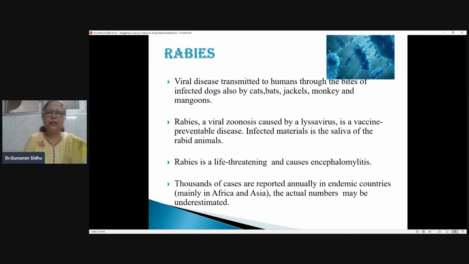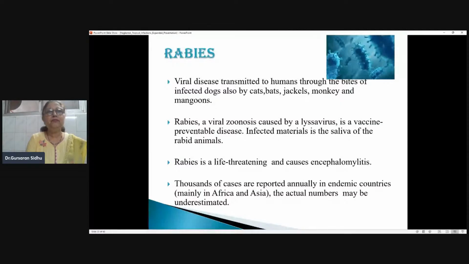Thousands of cases are reported annually in the endemic areas in Africa and Asia, and the actual numbers are very underestimated. Whoever gets a dog bite, which happens every now and then, considering the number of unvaccinated dogs we have on the streets, the actual numbers are totally underestimated. But thanks to good public awareness, people know that a dog bite needs anti-rabies vaccination.